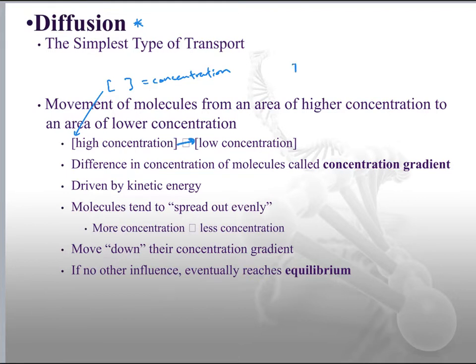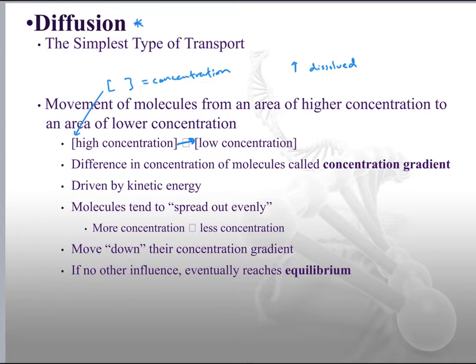Essentially, if something is higher, it's got more stuff dissolved in it. It's got more solutes dissolved in the solvent. If the concentration is low, it has less stuff dissolved in it. It's kind of the difference between Gatorade and watered down Gatorade. But for simple diffusion, the movement is always from areas of high concentration to low. So from where there's a lot of particles dissolved in water to where there's not as much dissolved in water. The difference in concentration of molecules is called a concentration gradient.